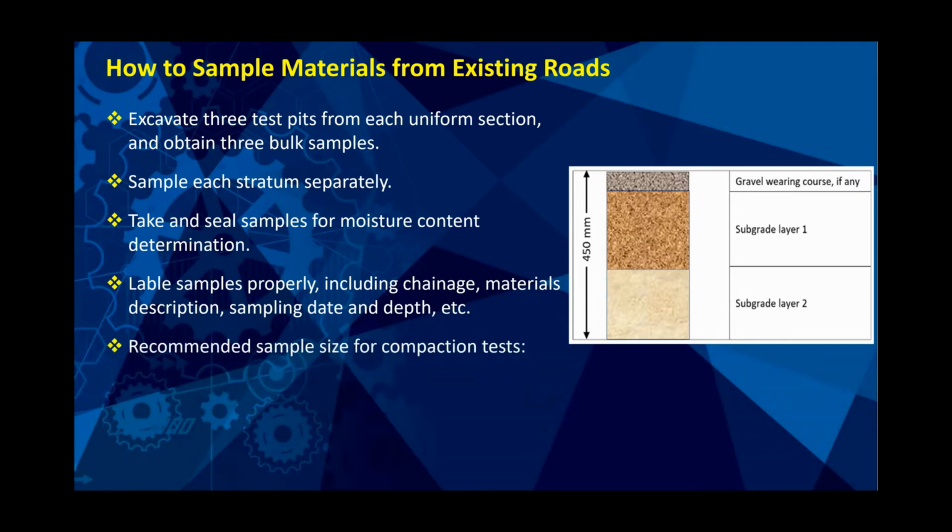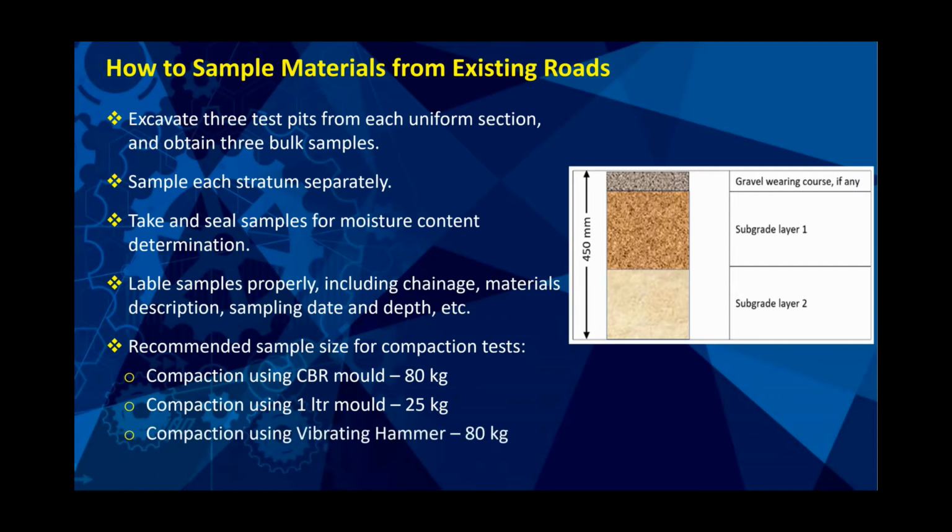The recommended sample sizes for compaction tests are as follows. Compaction using the CBR mold, approximately 80 kg. Compaction using the 1 liter mold, approximately 25 kg. And compaction using the vibrating hammer, approximately 80 kg as well.